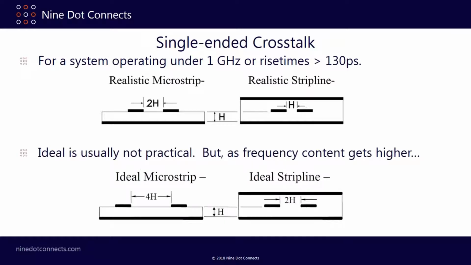But as your frequency content gets higher, you have to approach the ideal, even if the ideal is not necessarily practical. Because as you increase that separation, the electric field is going to dissipate, as well as the magnetic field, and therefore there will be less and less coupling. So if you do a study on it, you'll find that at this amount of separation, there's virtually no noise contributed to the victim trace.